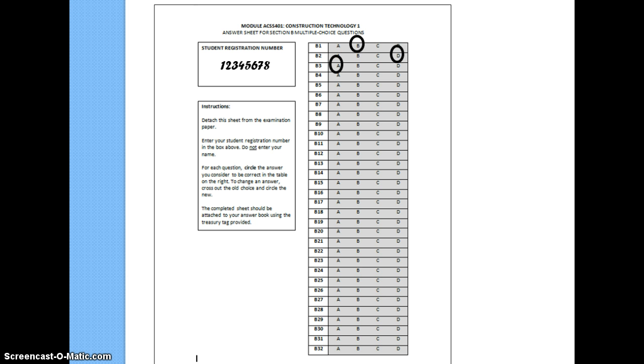So whatever you think the answer is, you circle the relevant letter. If you make a mistake or you change your mind, then all you need to do is cross out the answer you've given and replace it with an alternative. But you must make it absolutely clear which option you are going for. If you circle two options, your answer will simply be ignored and you'll get 0.